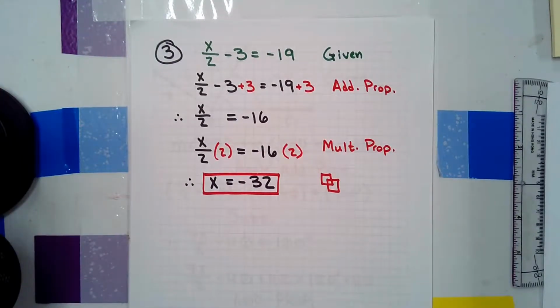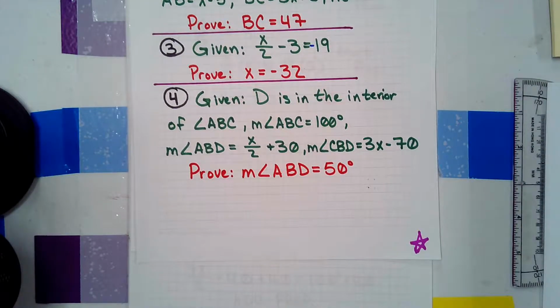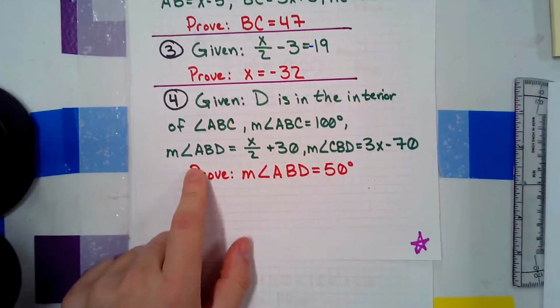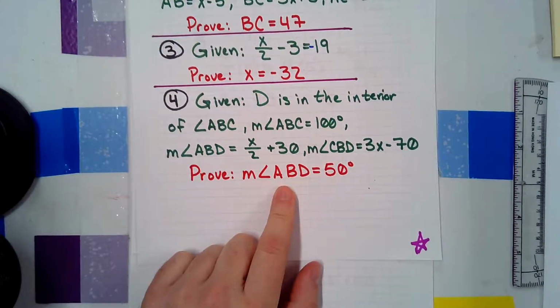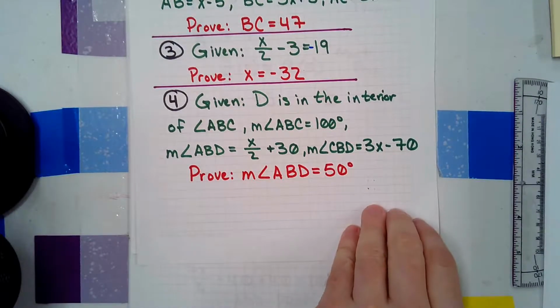All right, so let's get something a little more interesting. Number 4. Given D is in the interior of angle ABC. What does this sound like? What postulate? Well, we have the segment addition postulate, the angle addition postulate, the AAP. Measure this guy is 100, measure this guy is that, measure that guy is that. Prove that measure of angle ABD equals 50.